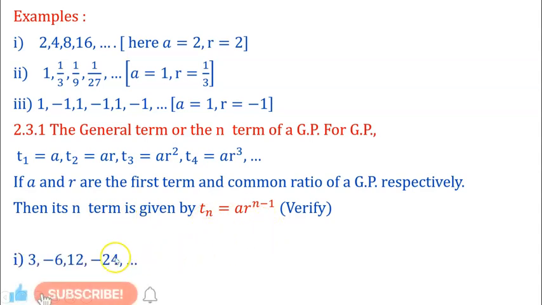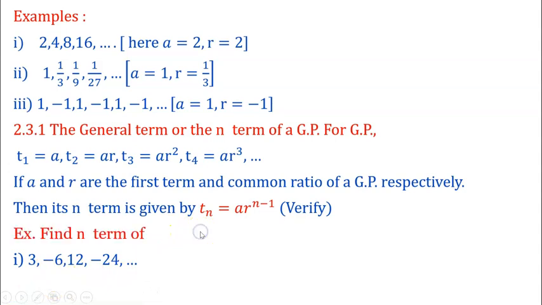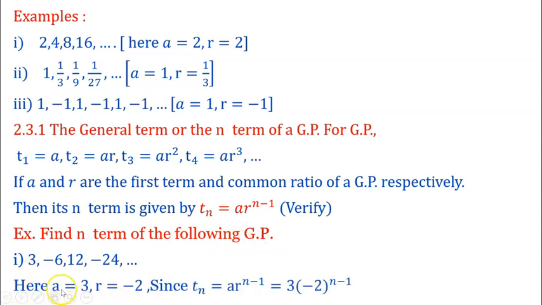Now see this example: 3, minus 6, 12, 24 and so on. Find the nth term of the GP. It's very easy. The first term A is equal to 3. What about the common ratio? That is minus 6 upon 3, then you will get the ratio r is equal to minus 2. Or 12 upon minus 6, again you will get r is equal to minus 2.